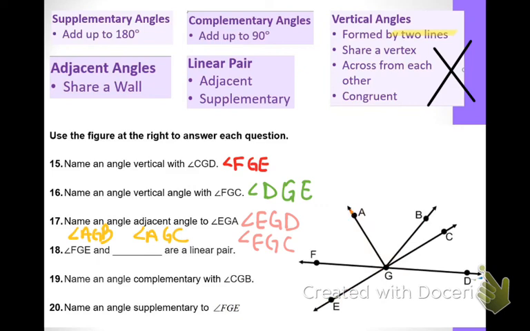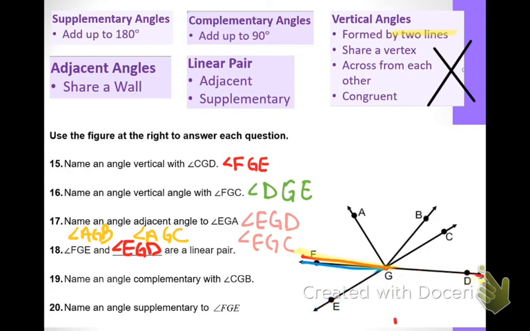Number 18, FGE and blank are a linear pair. So FGE. Remember that linear pairs, they're supplementary. They form a straight angle. So that means one of these sides would have to be on a straight line. So you could name this angle EGD. A lot of people try to name the straight line itself, but you can't. You need to name the angle that forms this straight angle with the one that's listed.